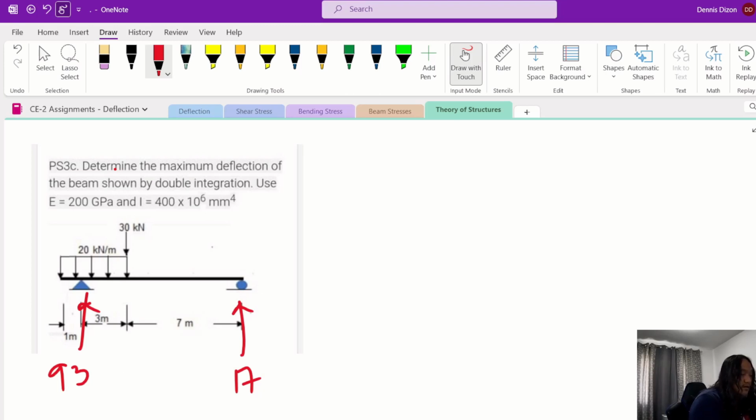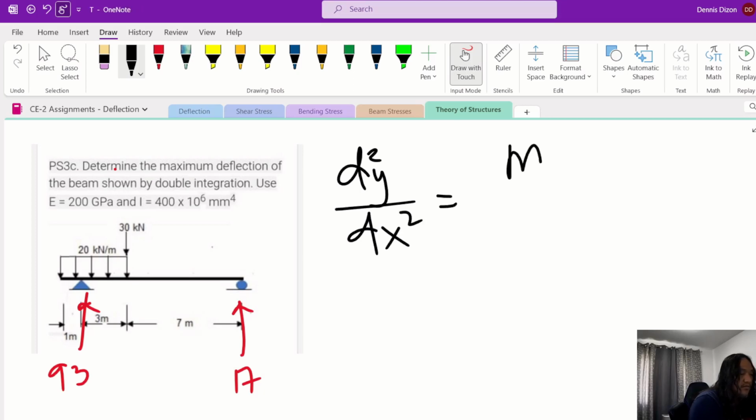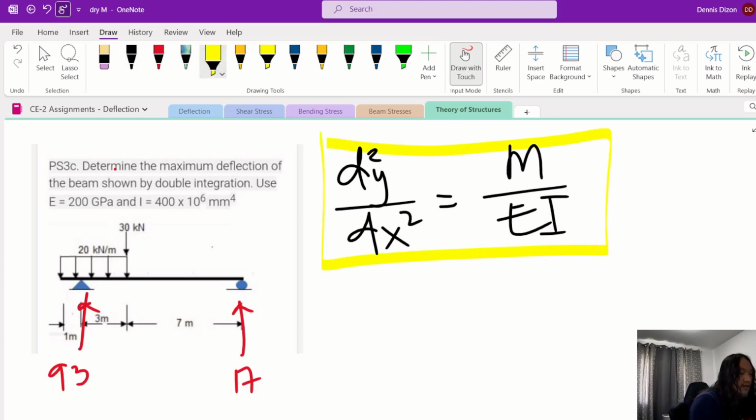the formula for the deflection calculation using double integration, so that's why it's called double integration, is because the moment equation is equal to the second derivative of y. So we have this: the second derivative of y is equal to your moment over EI. So this is our general equation.